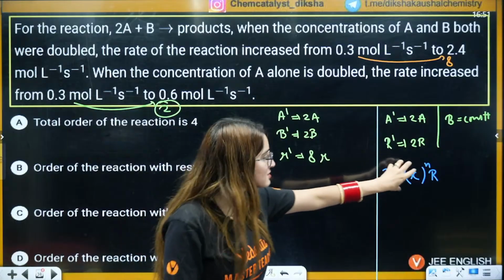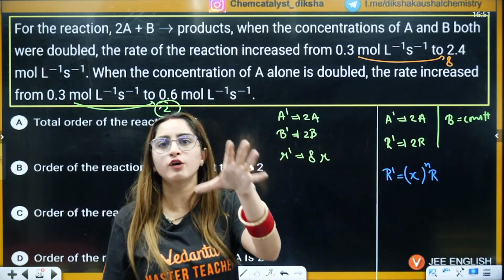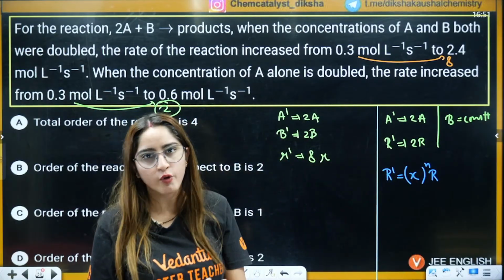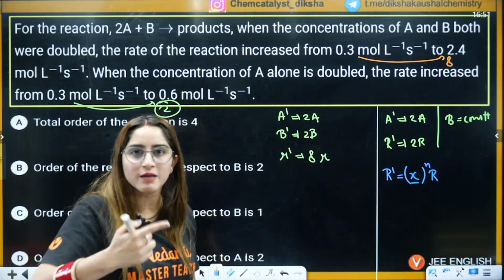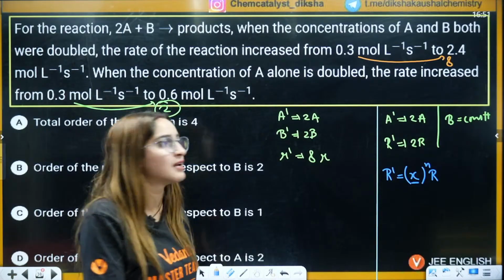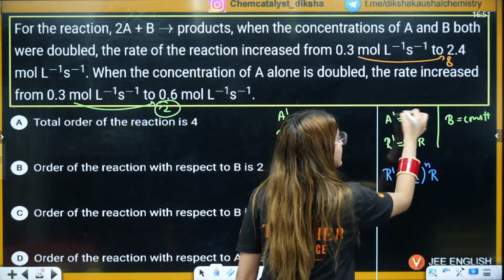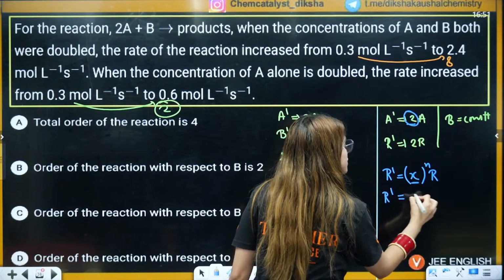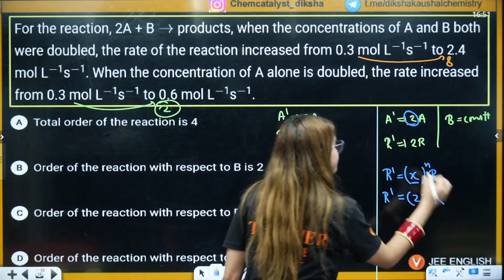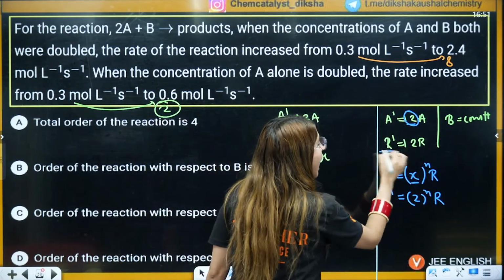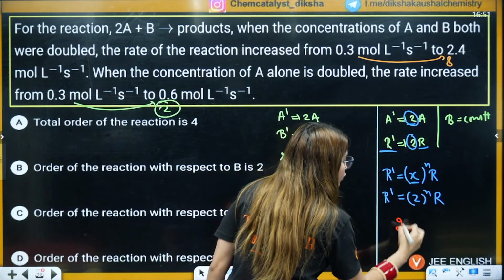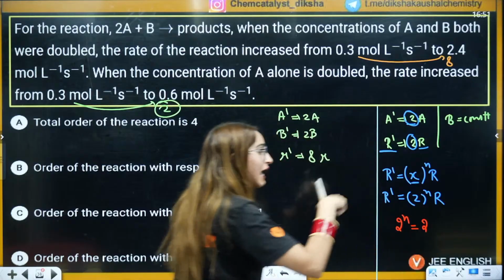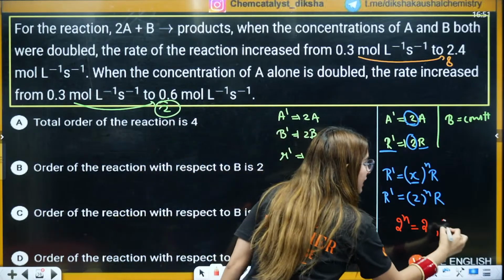We will take only one part here. If I'm applying this, I need to keep one thing constant. So this x represents how many times the concentration is increasing, and we know that it is increasing 2 times. So I'll write R dash is equal to 2 raised to power n of R. We also know that R dash equals 2 into R. That means I can write that 2 raised to power n equals 2, which is only possible if n equals 1.